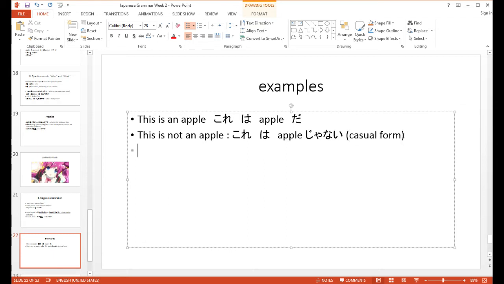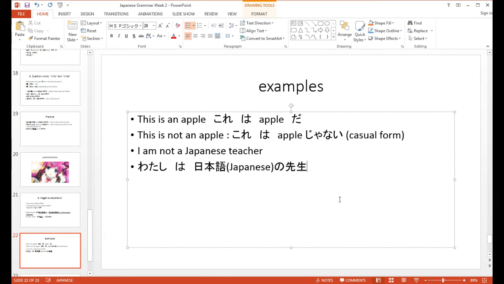All right, and how do you say I am not a Japanese teacher? Watashi wa, teacher is more specific, so it will be Nihongo no sensei. Nihongo is Japanese. Nihongo no sensei ja arimasen. Just like that. Easy, isn't it?